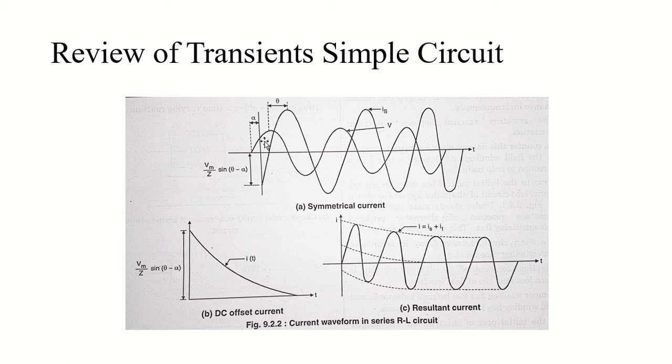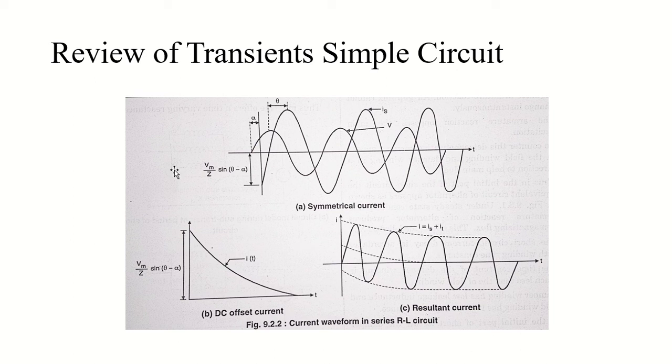So you can see here that voltage is lagging the current by alpha angle, right? And you can also see the difference in the peaks of my current and voltage in the form of theta here.